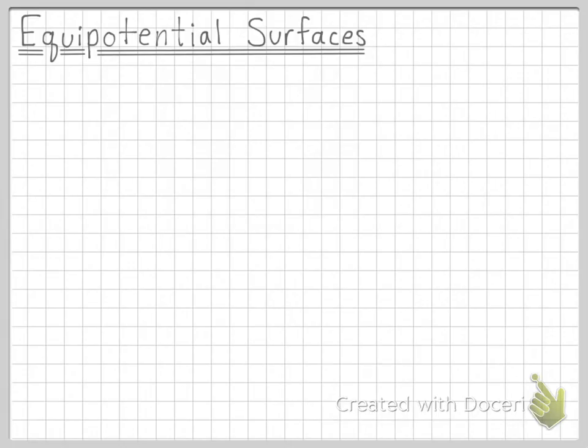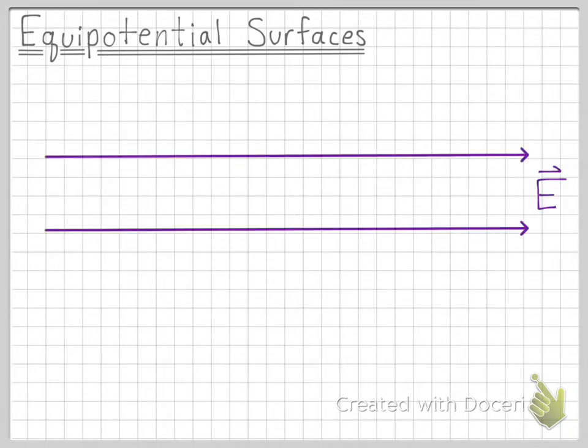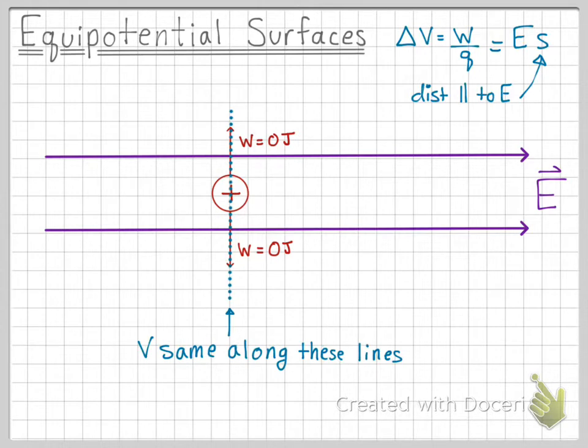This video will serve as an introduction to equipotential surfaces. So we're going to start out with an electric field here. And we know that it doesn't take any work to move a charge perpendicular to an electric field, which means that the voltage level along any line that is perpendicular to an electric field is going to be the same.